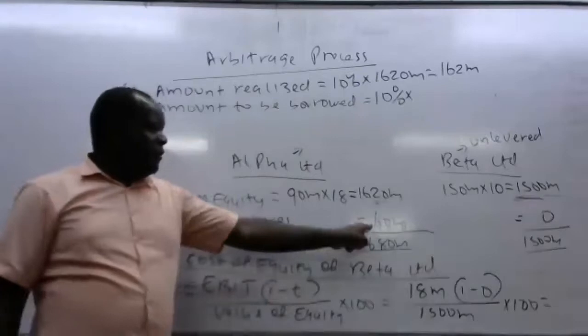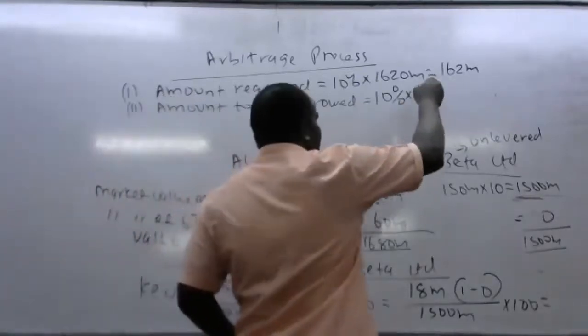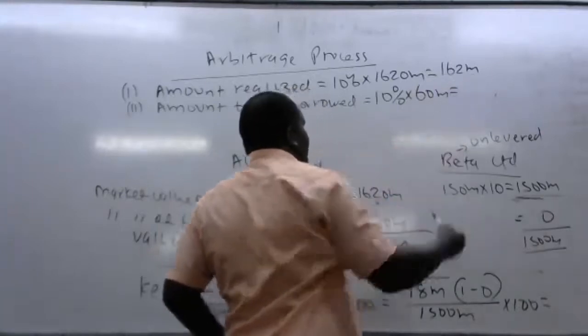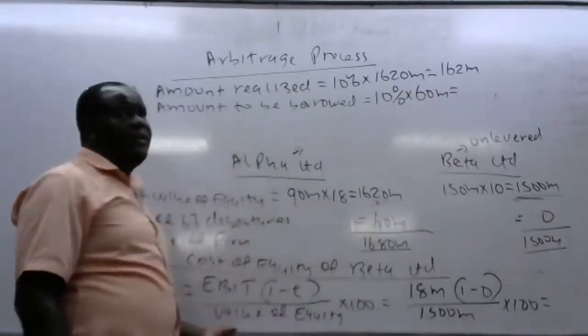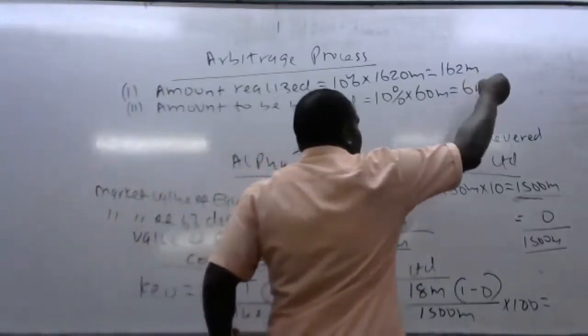So debt is how much? 60 million. So get 10% of the 60 million. So that should be able to give us how much? It will be 6 million.